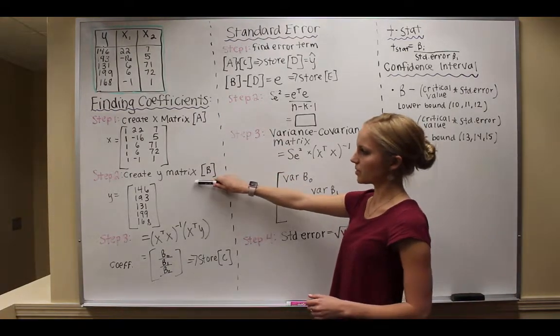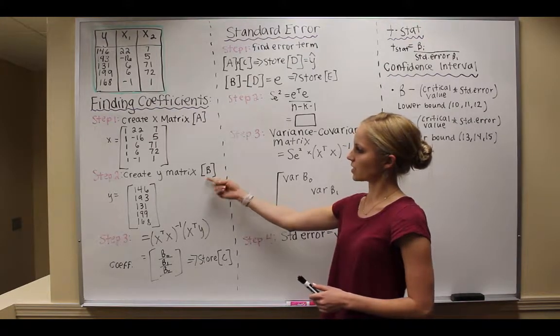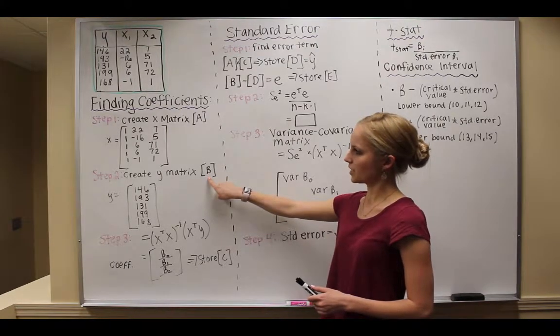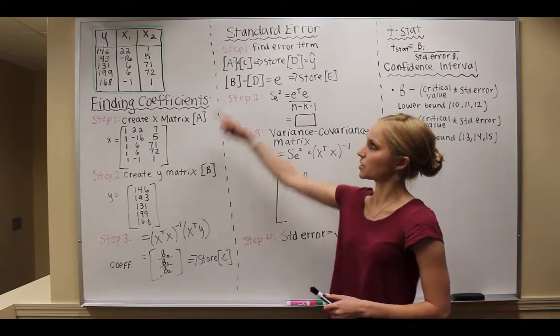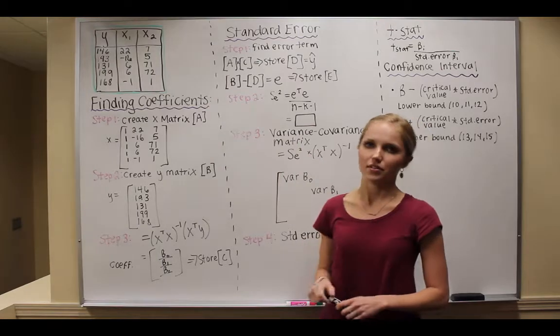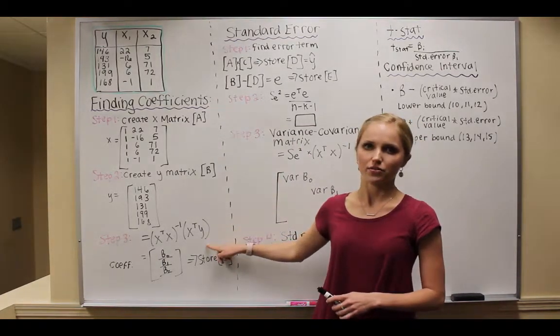Then you go to step 2, which is creating a y matrix, and I denoted it as being in matrix B. When you create your y matrix, it's very simple. You just input the data that you're given for y. And then the next step is actually calculating the coefficients.